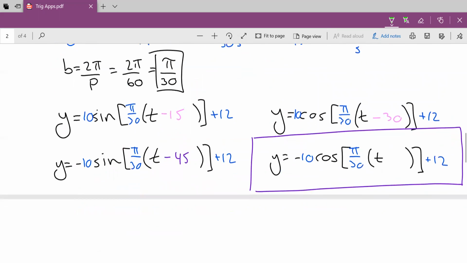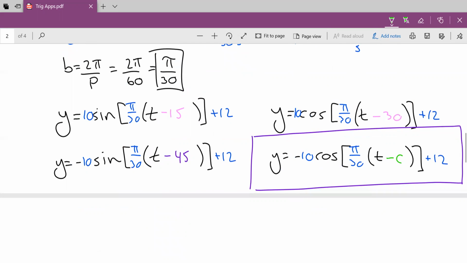Well, guess what? It's 0. I haven't shifted anywhere. There's no phase shift. Do I even need that 0? No, sir. I don't. That's why I like the reflected cosine for a Ferris wheel question, because we start at the bottom. We're at a minimum. There is no phase shift. There it is, friends. There's how you do an application question.